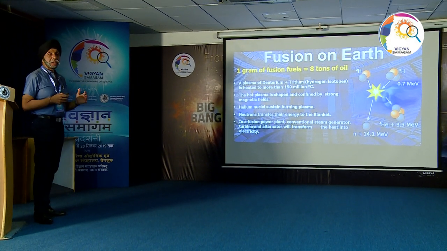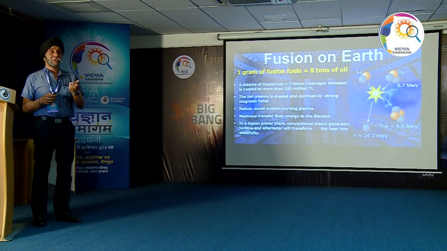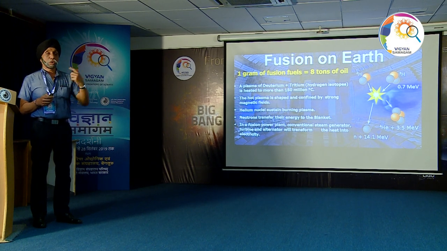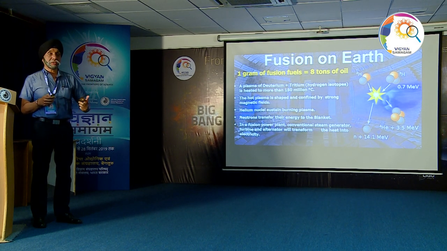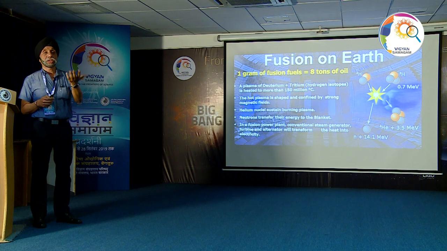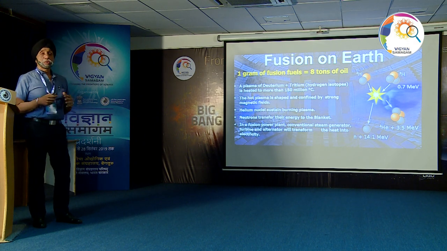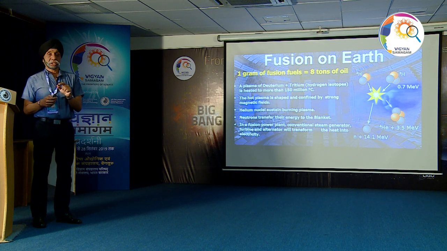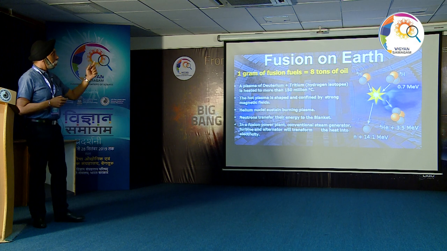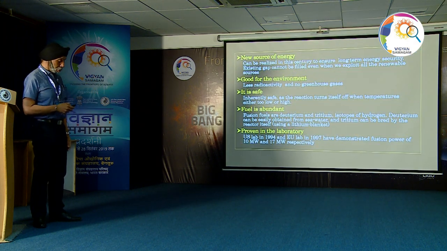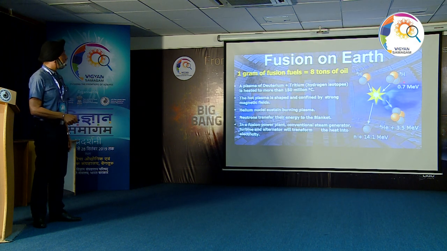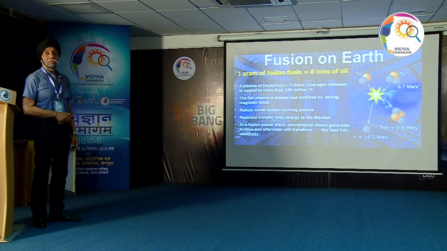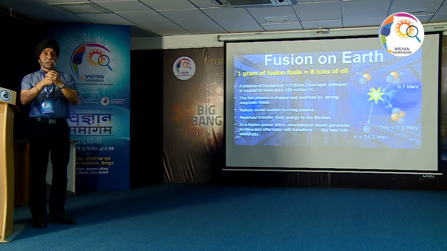So isotope is nothing but you take a basic hydrogen atom, which has one proton, and when you go on adding neutrons, it becomes heavier and heavier. That is called the isotope. So the two isotopes of hydrogen that we use here are deuterium and tritium. They are hydrogen atoms with more neutrons in them. So you have a deuterium atom and a tritium atom, and the two atoms are made to fuse together.